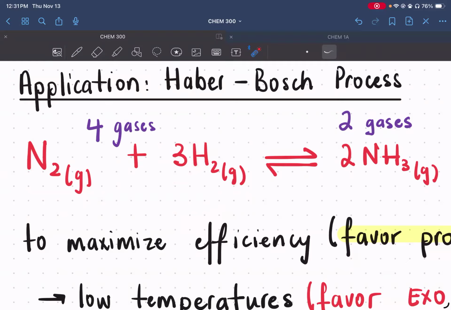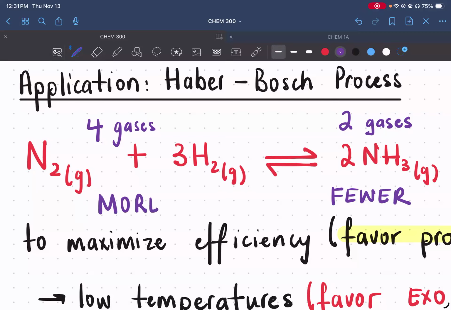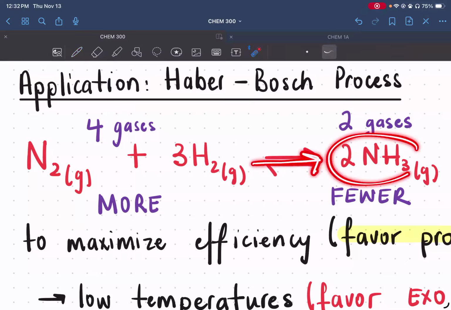So now you say, all right, this tells me that the side with ammonia has fewer, 2 gases. The side with the reactants has more. And you say, well, what did the investor want me to do? The investor wanted me to favor the right. It wanted me to favor the ammonia. It wants me to favor the fewer.